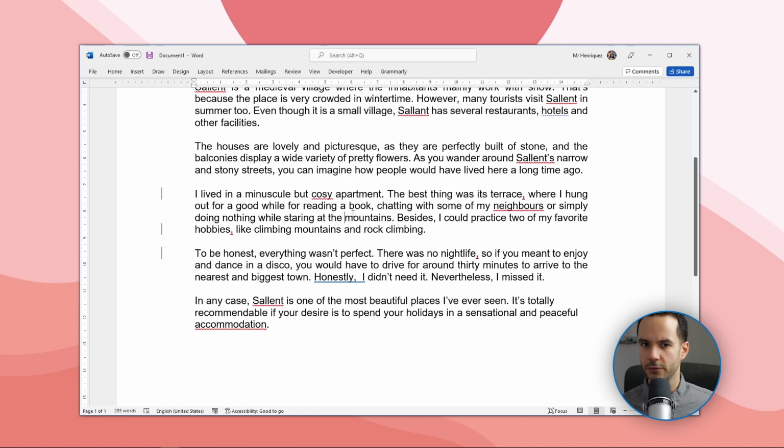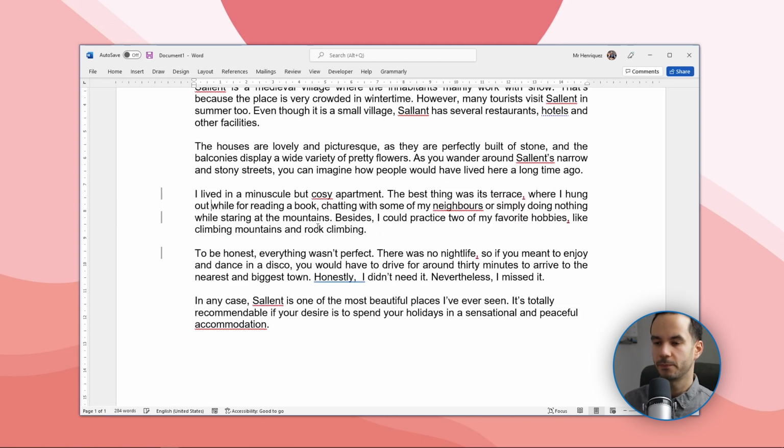Now this is a weird construction, so we need to change this. And I'm going to change this into where I hung out while reading a book, chatting with some of my neighbors. And now Word is set to United States English, American English, but this is correct British spelling. Chatting with some of my neighbours, or simply doing nothing while staring at the mountains, which is of course fine. Besides, I could practice 2 of my favourite hobbies, like climbing mountains and rock climbing.